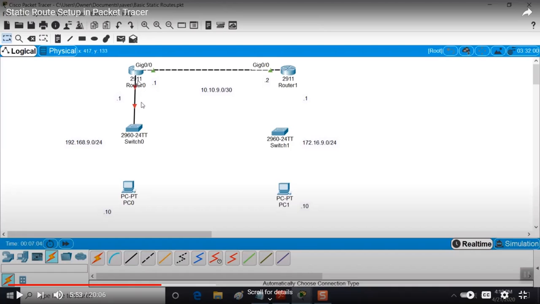So router 0, the first gigabit interface is gigabit 0. The first switch is switch 0, right? This is just a normal convention. The first PC that connects to those networks is PC 0. Everybody with me so far?